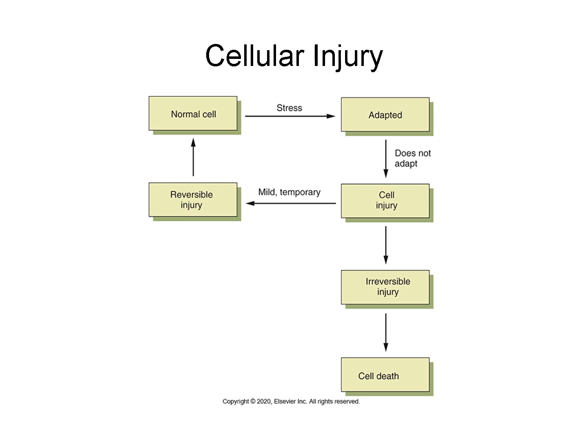When the injury is mild and temporary, the damage is reversible and the cell can recover. However, if the injury is severe or prolonged, it becomes irreversible, leading ultimately to cell death. This process highlights the delicate balance between cellular resilience and vulnerability under stress.